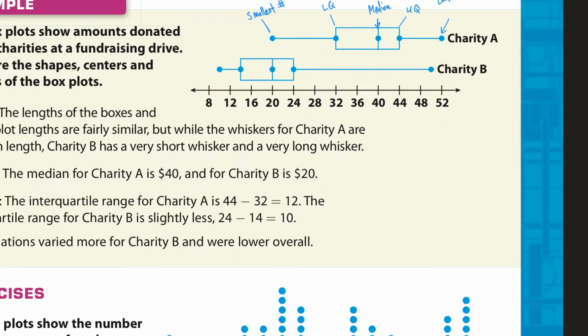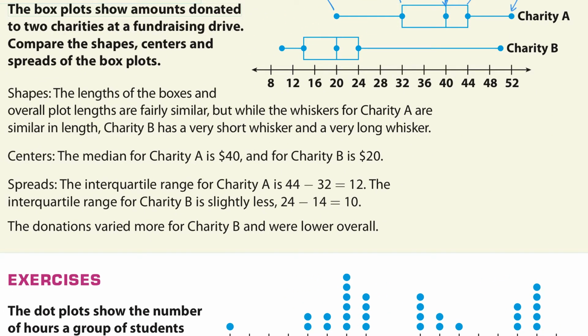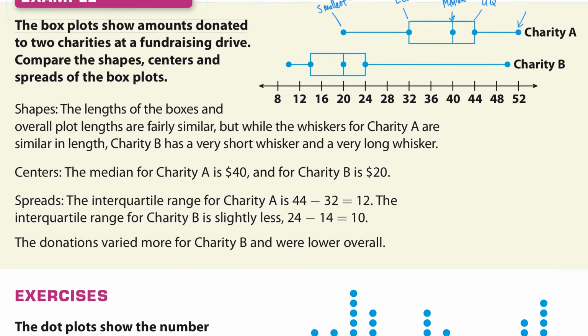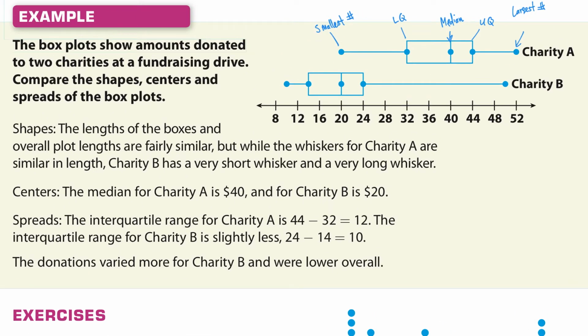So when they were talking about this right here, let's bring this down just a little bit. So the shapes, okay, they talk about the shapes and so on. It has a long whisker. The median, okay, they talked about the medians for the centers. And the interquartile range is the upper quartile minus the lower quartile. So they talk about 44 minus 32, right here is 12, and this is 24 minus 14, which is 10. And overall, Charity B was lower, okay, because that's 75% of the data.